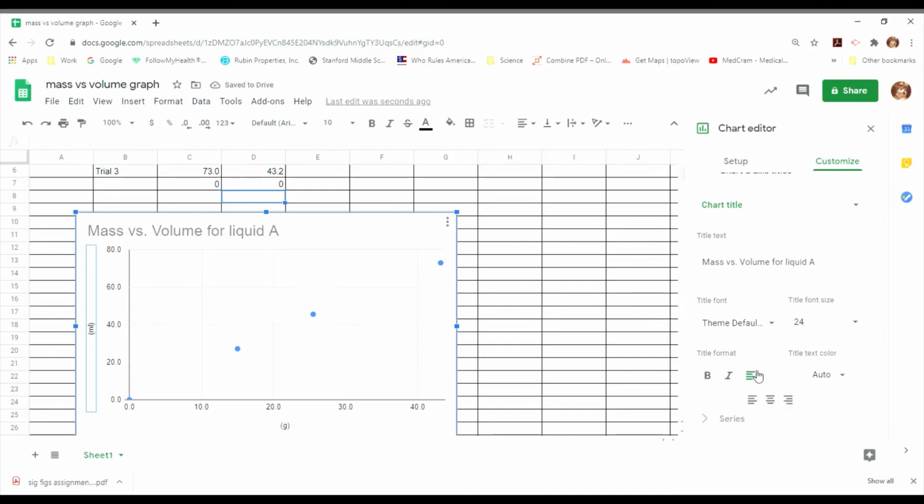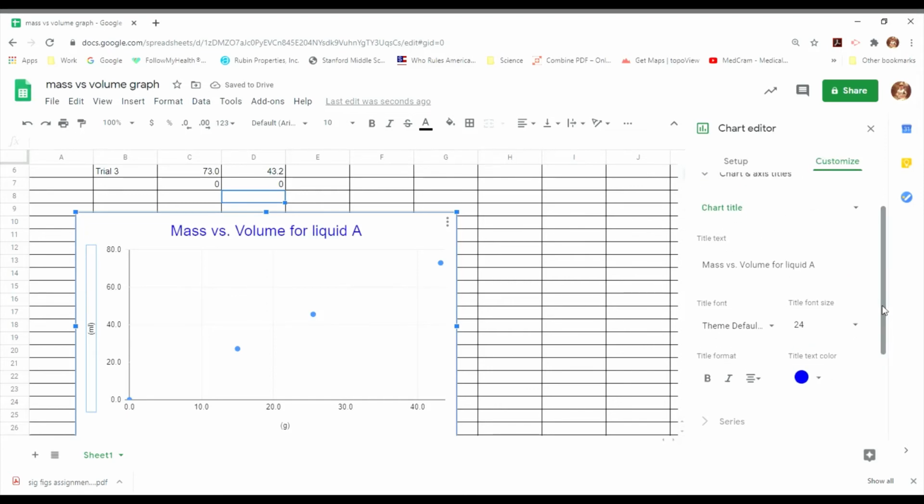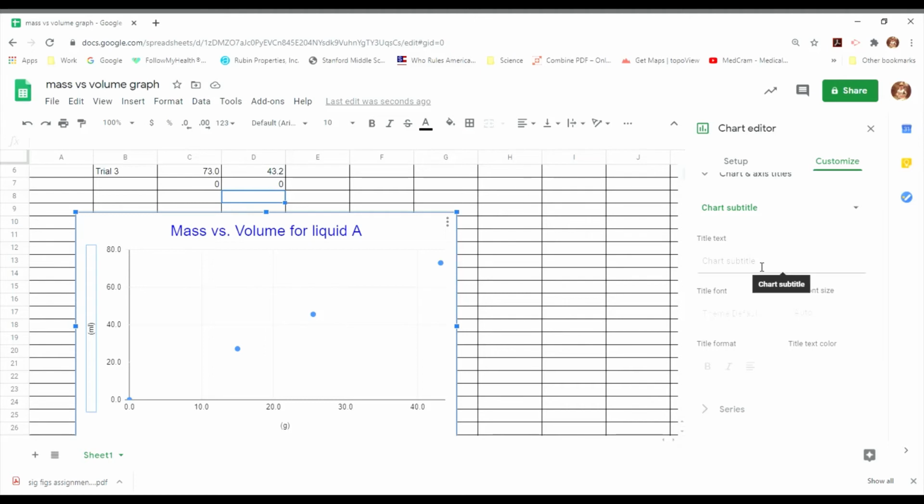I think for a title, it's good to center it. You can even change the color. Let's say we want blue. You can do this for all the titles. Okay, so for the chart title, we've got that. You can even do a subtitle here. Right now there is no subtitle, but I'm just going to put in a subtitle in the interest of time. I'm not going to think of something snappy. And whatever you did for the main title, you can also do for this one.